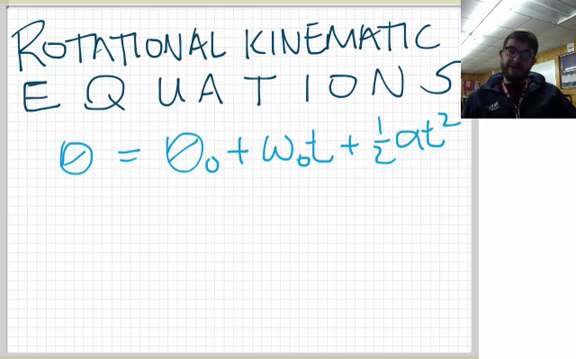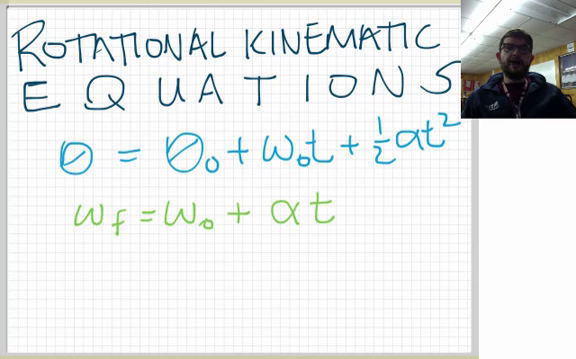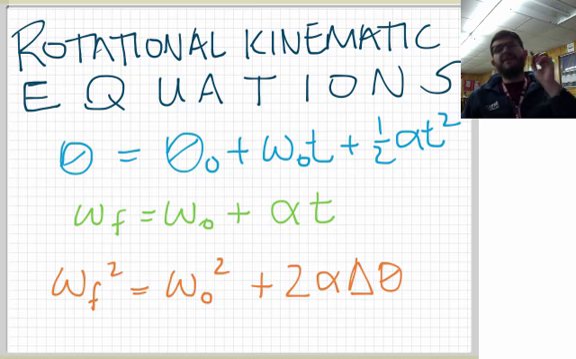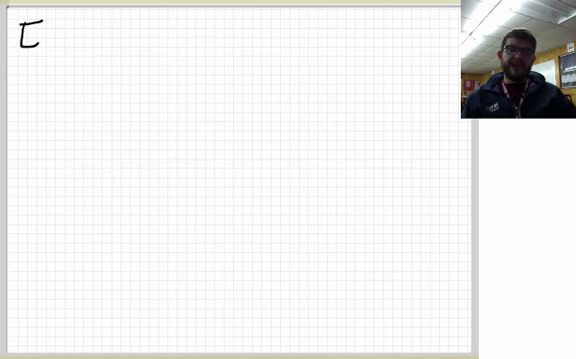Our old three kinematic equations look like this, revamped. We have theta equals theta naught plus omega naught t plus 1/2 alpha times time squared. We also have that the final omega, or angular velocity, equals the initial angular velocity plus alpha t. And then omega final squared equals omega initial squared plus 2 times alpha times your change in angle, or change in theta. So I wanted to give you a couple examples to actually see these in action.